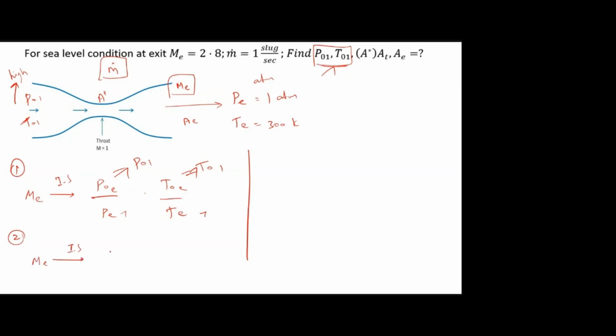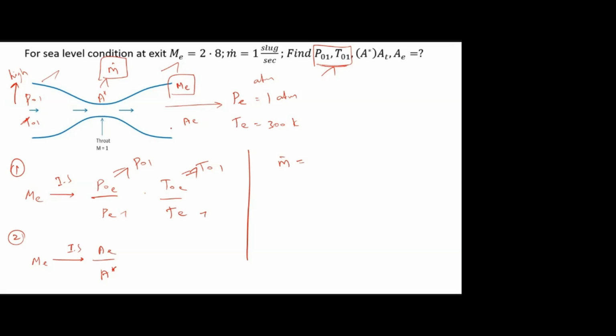Using the same Mach number, I can find AE by A star. Then I have M dot. That is, I can find M dot anywhere, and it will be constant only. So it depends upon the parameters available. You should take the station at which you have to find it.